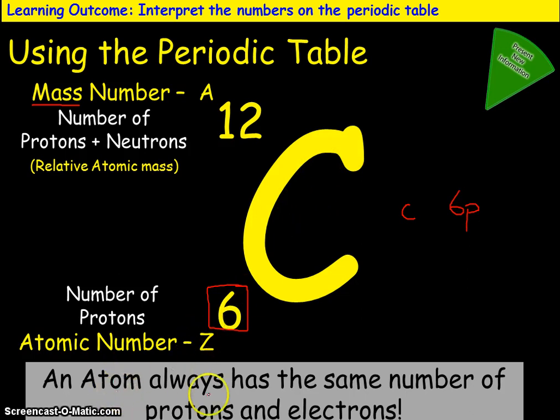Now, in an atom, this sentence at the bottom is really important. All atoms have the same number of protons and electrons. So because I know carbon has 6 protons, that means I automatically know that it also has 6 electrons. And then lastly, what about the neutrons? If I want to know how many neutrons there are, I look at the mass number, and the mass number is the number of protons plus the number of neutrons. So to work out the number of neutrons, I take away the bottom number from the top number. So 12 take away 6, and that is 6 neutrons.